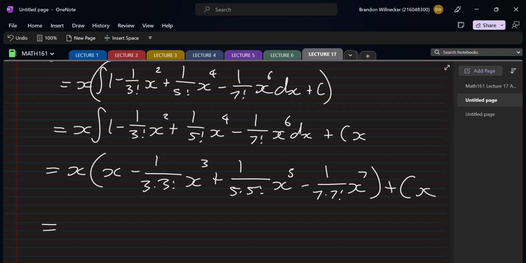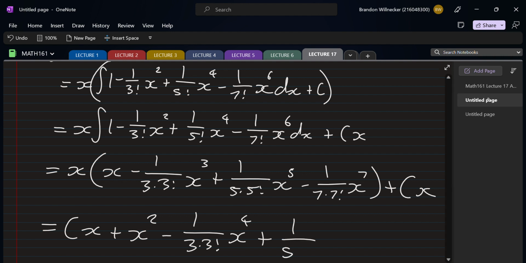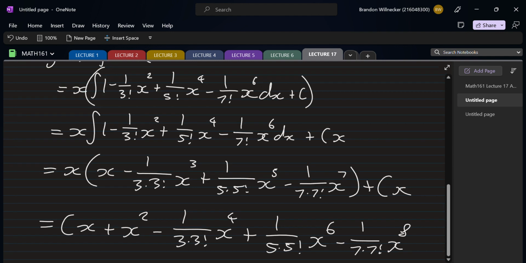Okay, if you didn't multiply the x, I still gave you the mark, but if you want to write it out individually, you can. So it will be cx plus x squared minus 1 over 3 times 3 factorial x to the 4 plus 1 over 5 times 5 factorial x to the 6. So I'm just adding 1 to each of the exponents. Minus 1 over 7 times 7 factorial x to the 8.